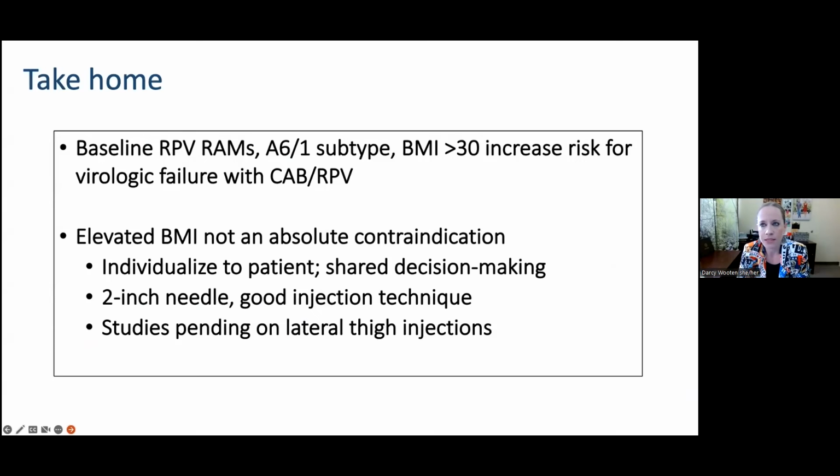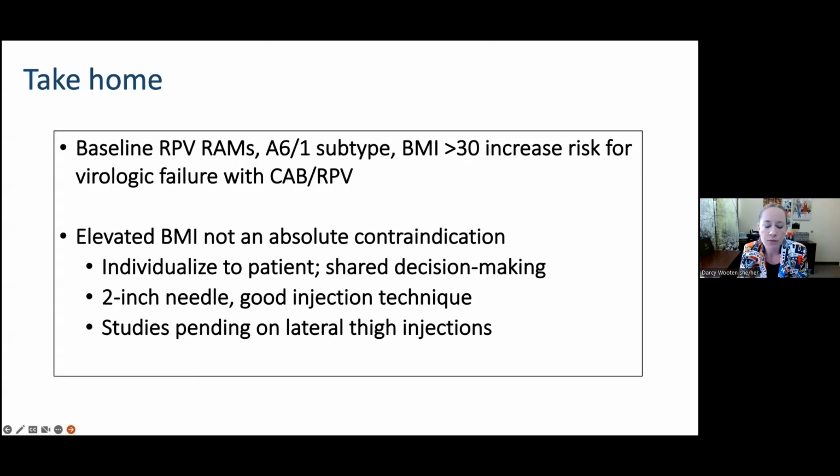I think the one that's the trickiest to deal with is what to do with elevated BMI. For me in my practice, looking at these data, if they don't have any of the other risk factors for virologic failure, a BMI of 30 to 35 is not an absolute contraindication to this regimen. And you really need to individualize it to the patient. Use shared decision-making. If they're not able to take pills, and an injectable regimen is going to be much better for them, even if their BMI is elevated, that might still be the best option for them.